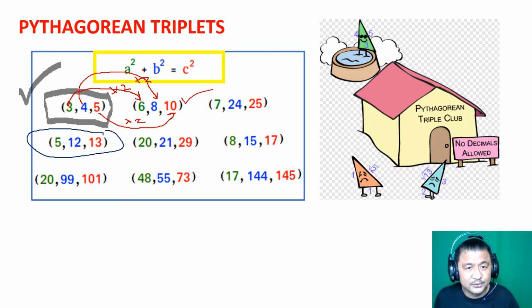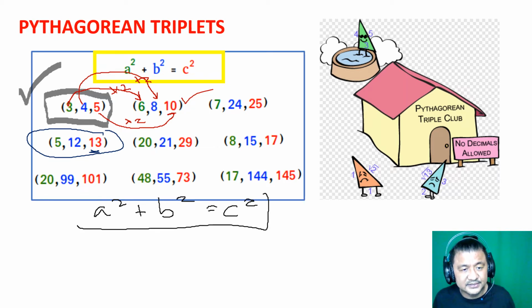Obviously, the red one is the C. That's the longest side. Remember, the longest, 13, is the C. So let's write it down: A squared plus B squared equals C squared. Always write this as your starting point. So let's plug in my A, which is 5 squared, plug in your B, which is 12 squared, then plug in your C, which is 13 squared.